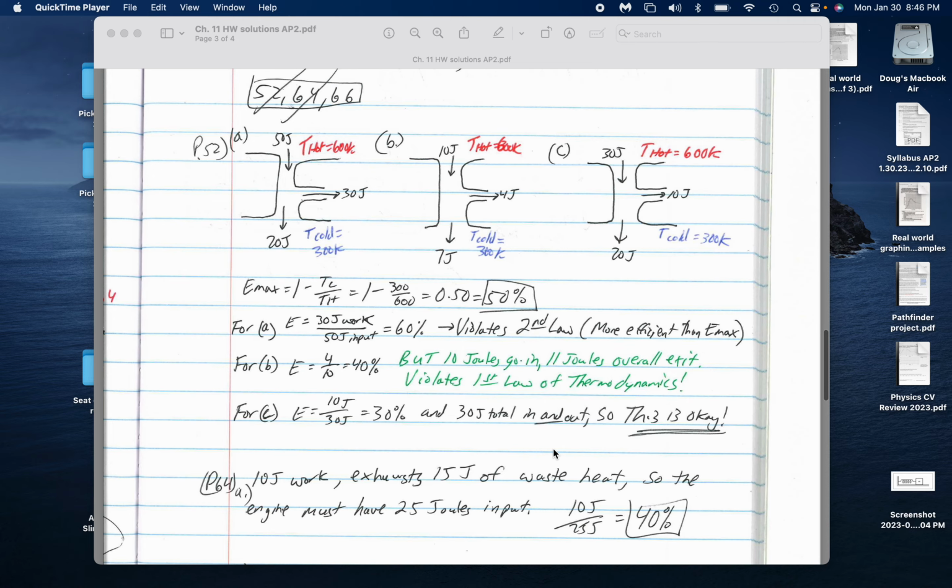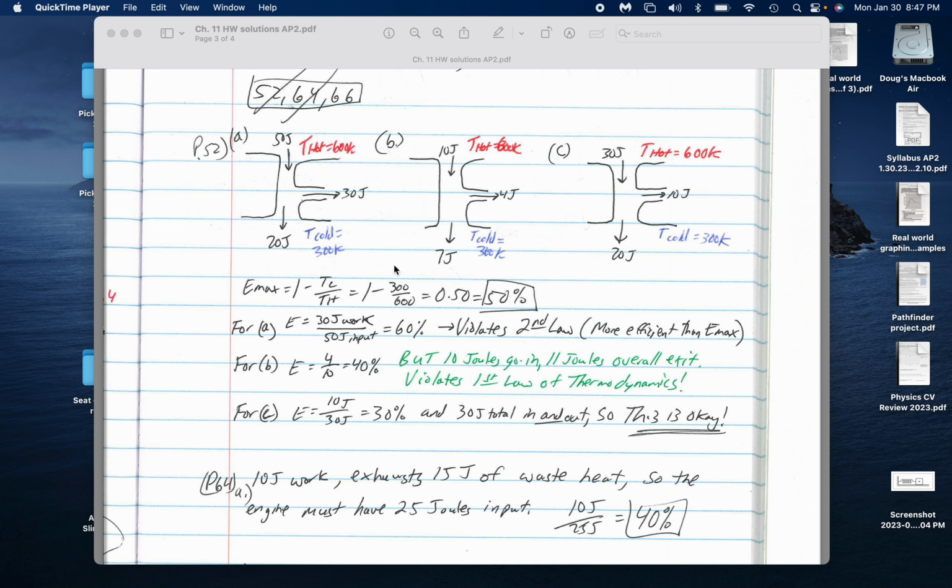Okay, for problem 52, there are a bunch of pictures up here, and it's asking which, if any, of the heat engines violate A, the first law of thermodynamics, or B, the second law of thermodynamics, explained. The first law of thermodynamics says you can't get out more than you put in. In this case, for A, 50 joules are put in, 30 and 20 come out, so it does not violate the first law of thermodynamics.